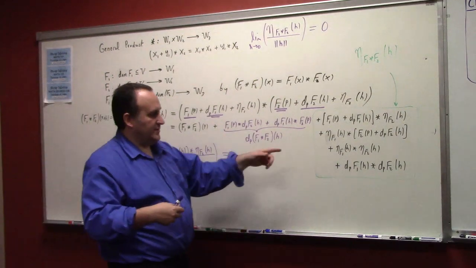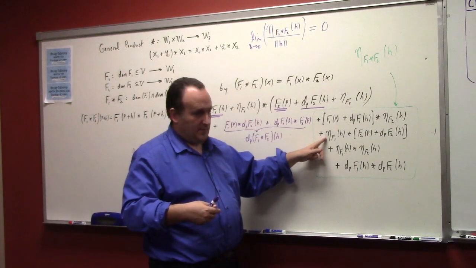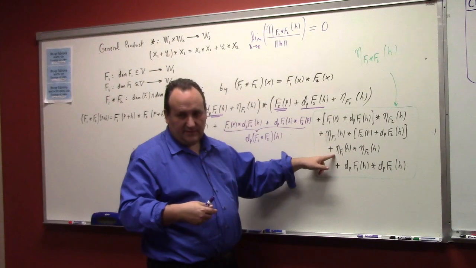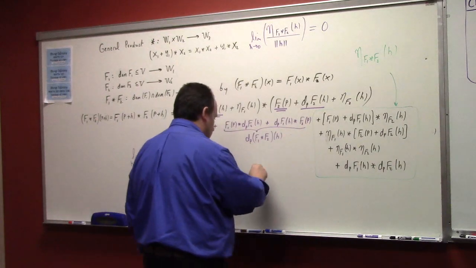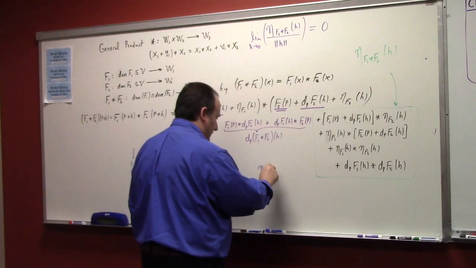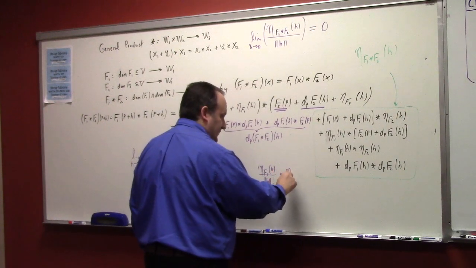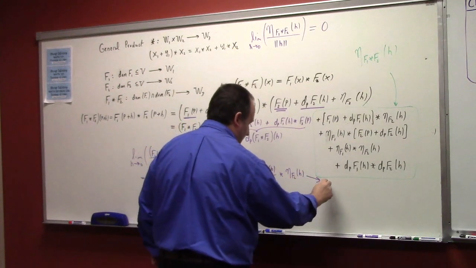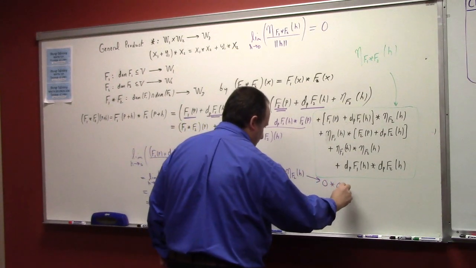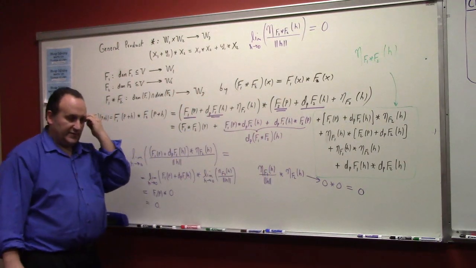And the same argument can be given for this one. And this one is easy because if we divide that by norm H, again by the product rule, we can do eta F1 of H over norm H times eta F2 of H, right? And that's going to 0 times 0, which is 0. So that's that term, again by the product rule for limits as H goes to 0.